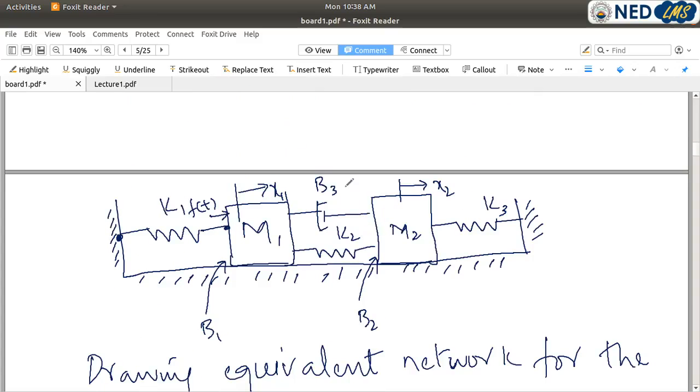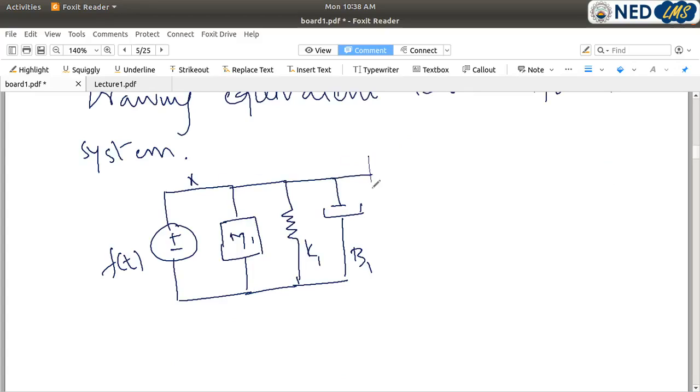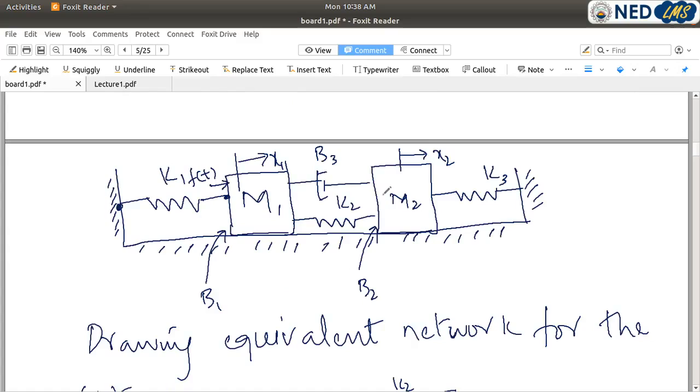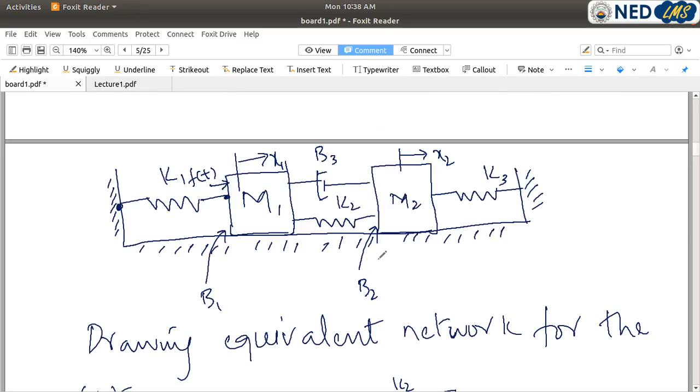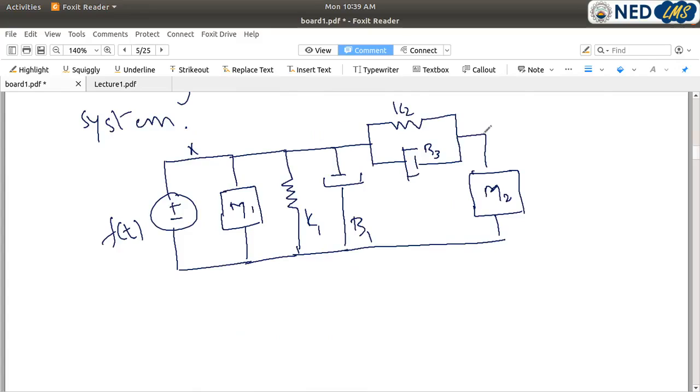Now this b3 and k2, they both are there. One end is connected to x1 and another end is connected to x2. So we will draw them like this. This is b3 and k2. Now we reached mass m2. Mass is always connected between non-reference node and the reference node. And then this B2 between X2 and reference, similarly this K3 between X2 and reference. So K3 and B2.